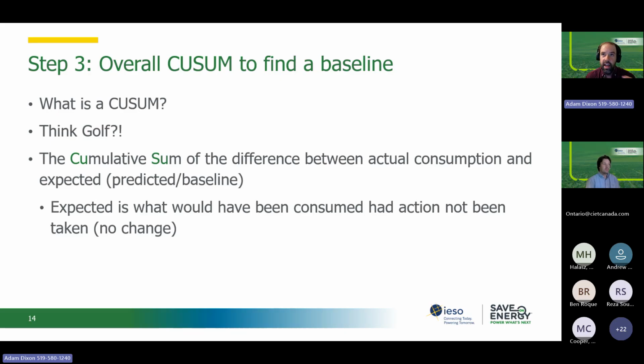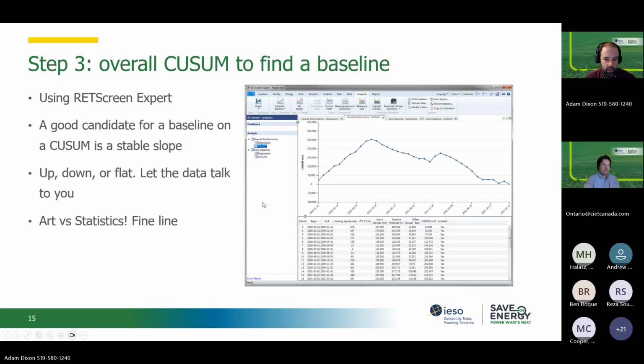And we use that linear equation to create those predicted values. So we plot in the heating degree days or cooling degree days, what electricity consumption should we have been using, and then we compare it to what we actually used. So that's the overall Q sum, and then we plot that out. I'm going to use Red Screen Expert to do that, and I may pull it up on the screen here to show you how I do that.